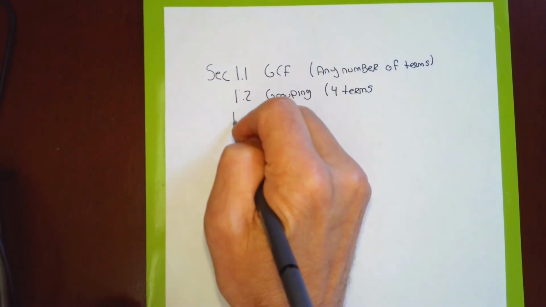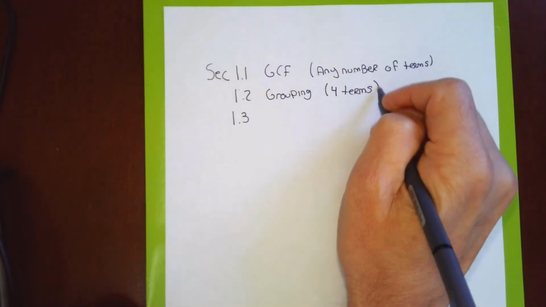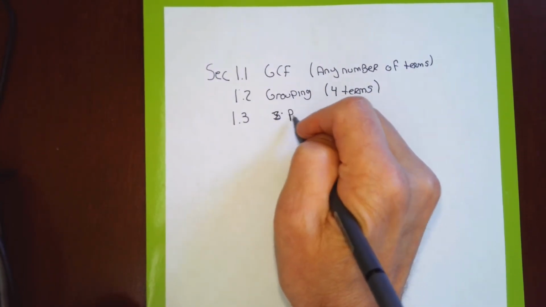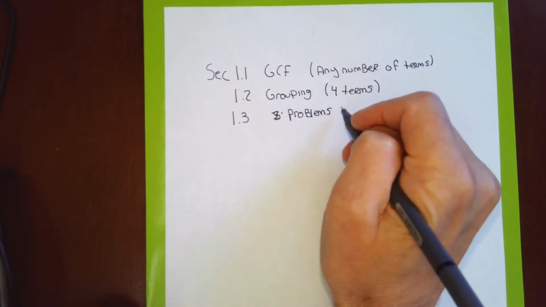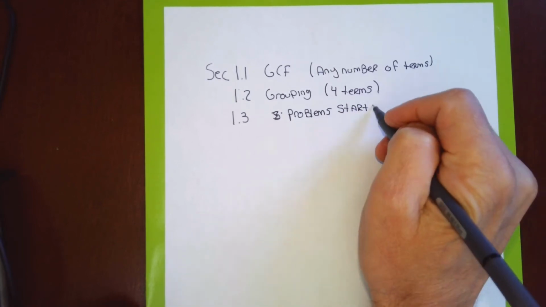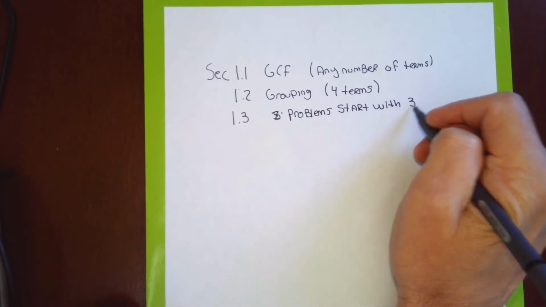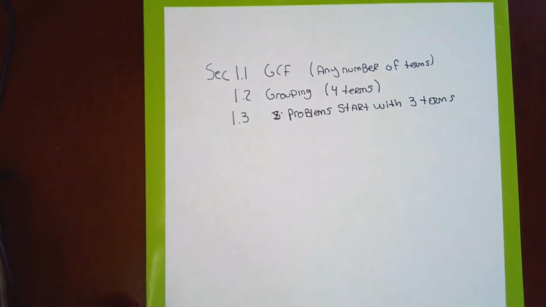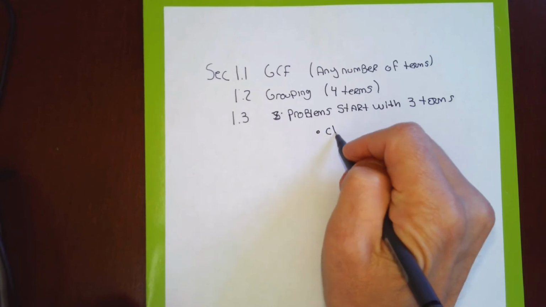In section 1.3, each of the problems is going to have three terms. So the problems start with three terms. And we're going to learn two strategies to factor the problems in section 1.3.